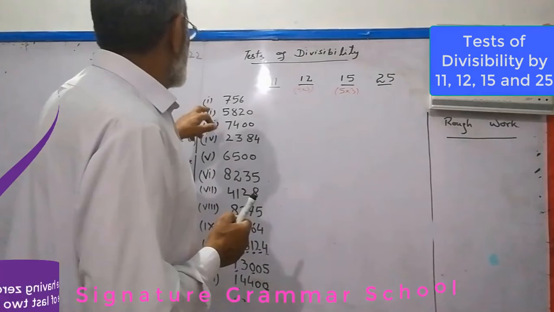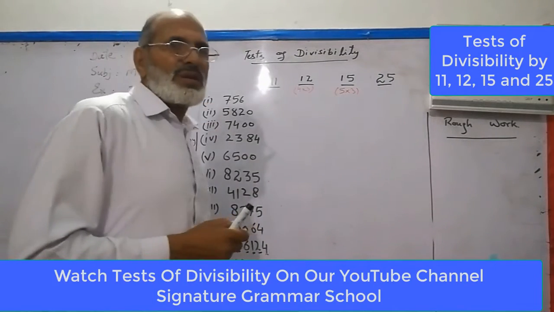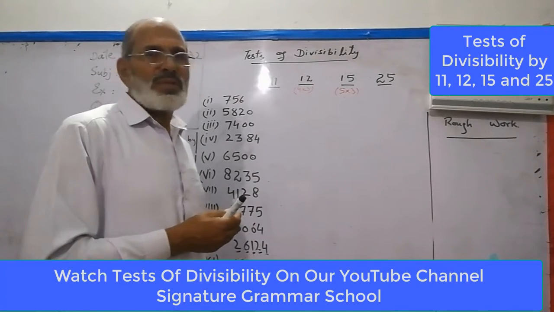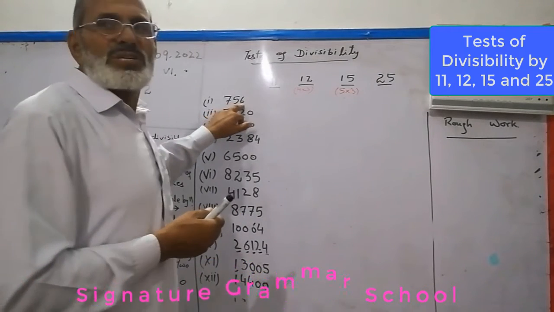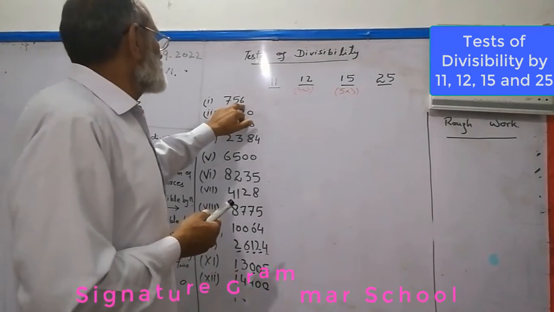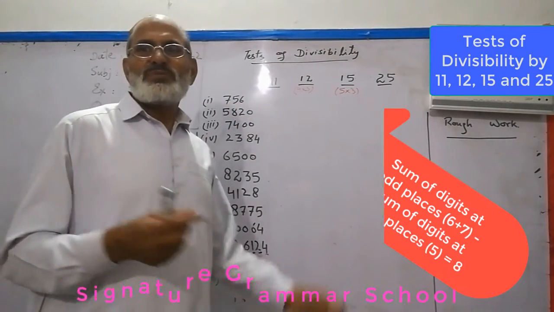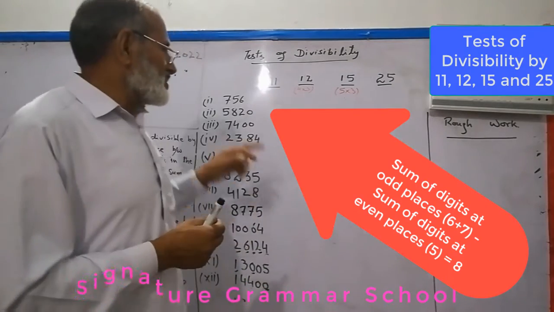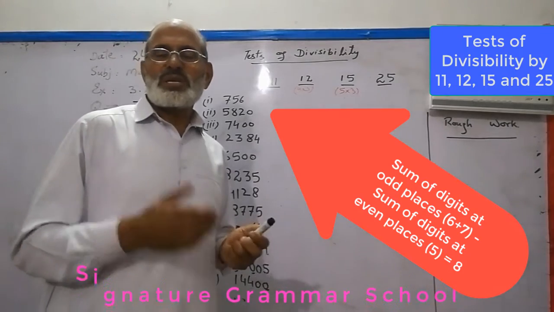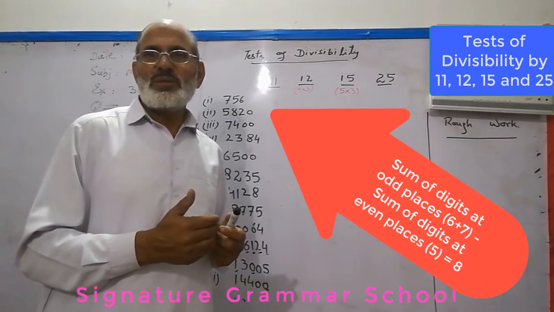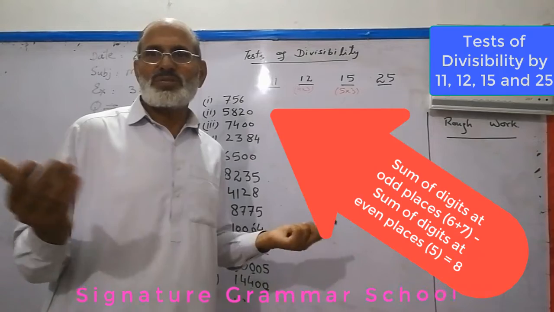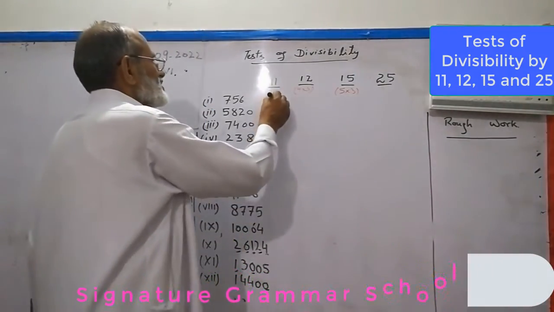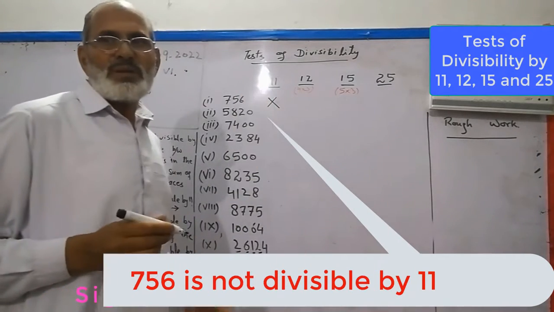Here in the first part, we have been given 756 and we have to decide whether this value is divisible by 11 or not. We are taking the sum total of the digits at odd places. At odd places, here is 6 and here is 7. If you take the sum total of 7 and 6, it becomes 13. And at the even place, there is only 5. If you subtract 5 from 13, the answer is neither 0 nor divisible by 11. Therefore, this value is not divisible by 11.